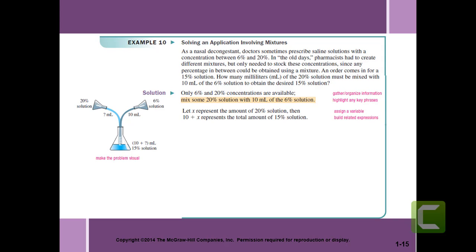So let X represent the amount of the 20% solution that we're adding. That's the unknown. That's what we need to solve, right? Then 10 plus X is going to represent the total amount of the 15% solution. Okay? So watch how this works.